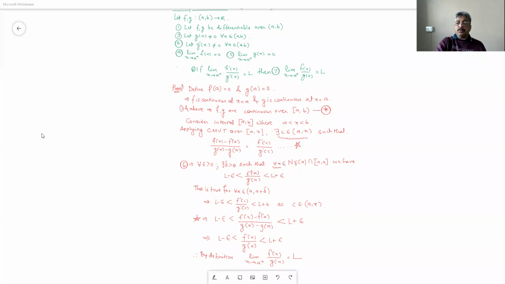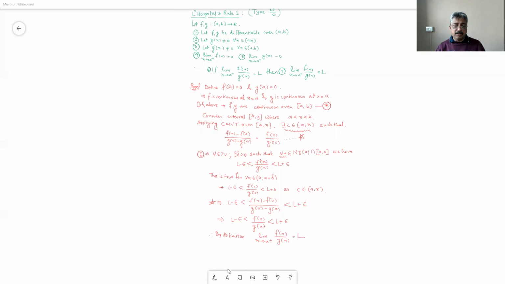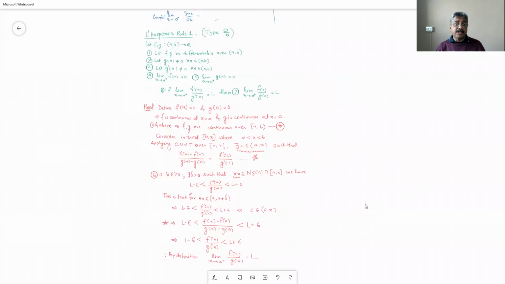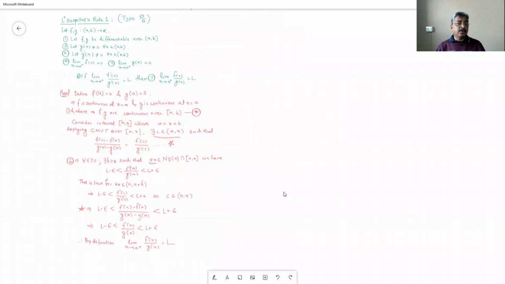Now I would like to make a comment here that exactly same proof. See how many variations are going to be there in this as far as L'Hopital is concerned, because for every different condition we have to have a proof, right?